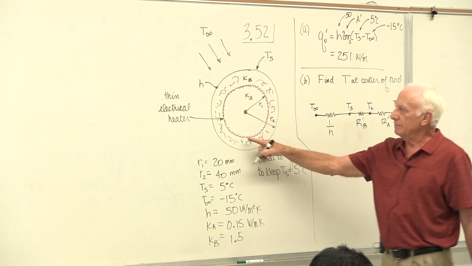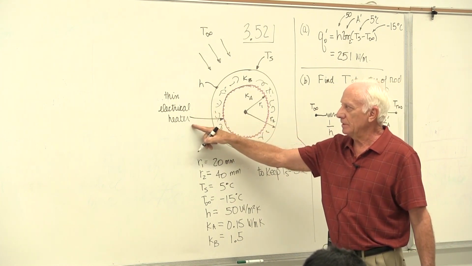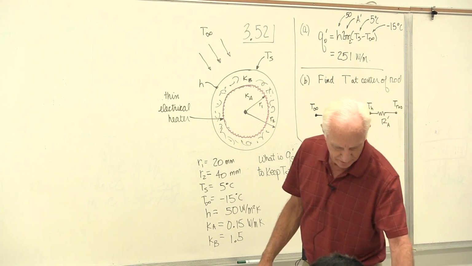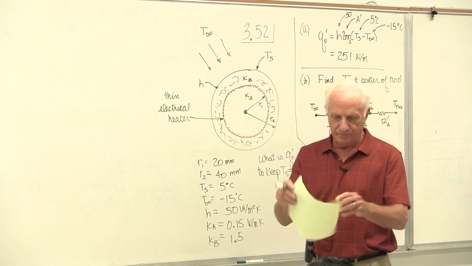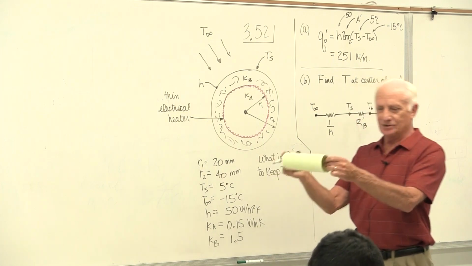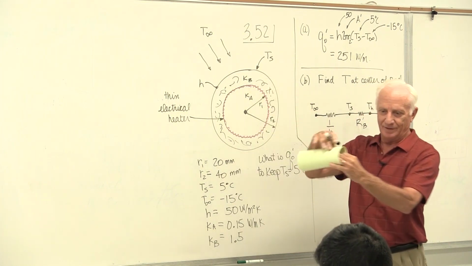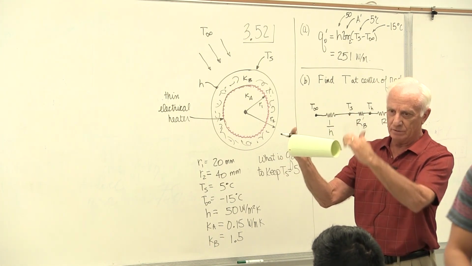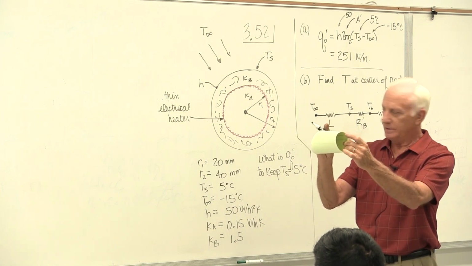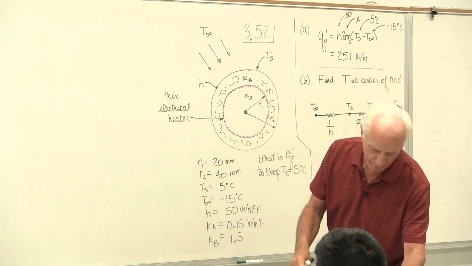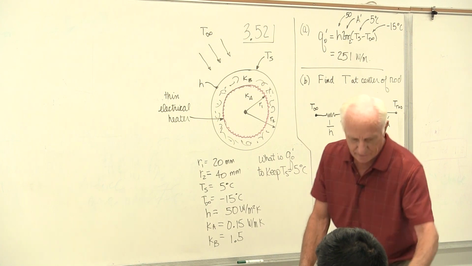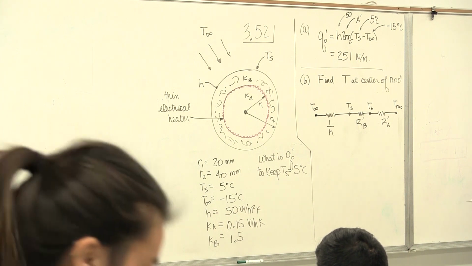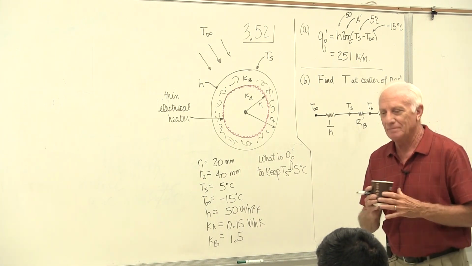All the heat that comes into the thin circular electrical heater, it's like a piece of paper wrapped around a cylinder. So that's the electrical heater right there. Inside of it is the solid rod. Outside is a tube. And the thin electrical heater is between the two. We found Q naught prime in part A. Now comes the interesting part.